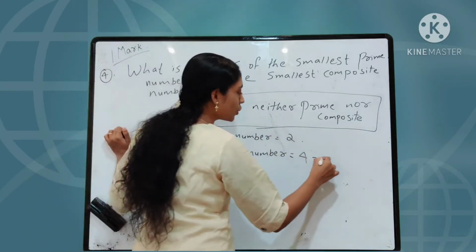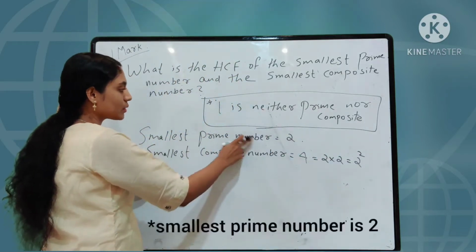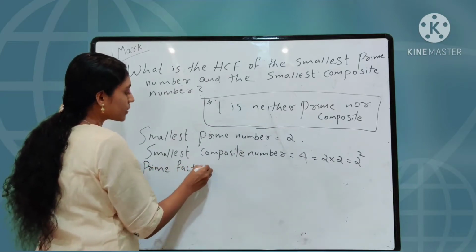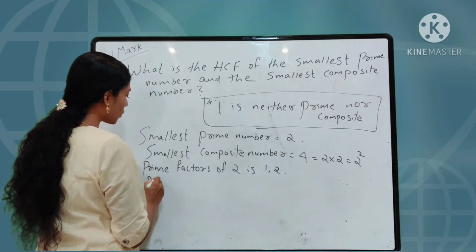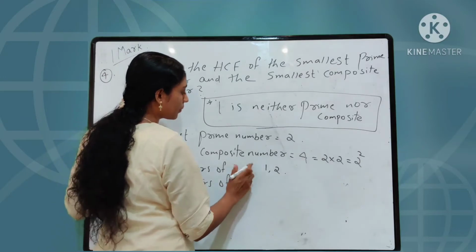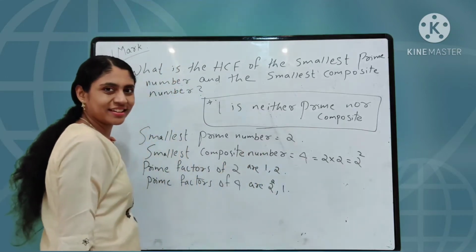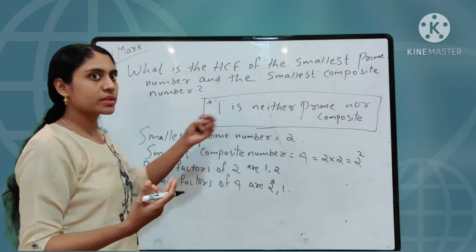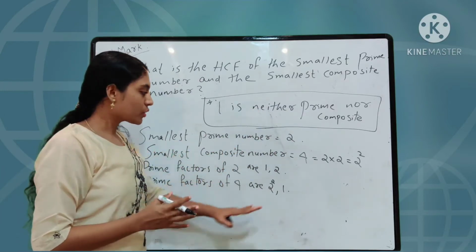And 4 can be written as 2 into 2, which is equal to 2 square, right? So we can write the prime factors. Prime factors of 2 are 1 and 2, because 1 and itself, that means 2 is a prime number. And the prime factors of 4 are 2 square and 1, because 2 into 2 is 4.